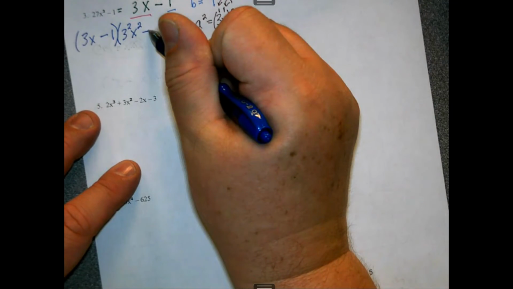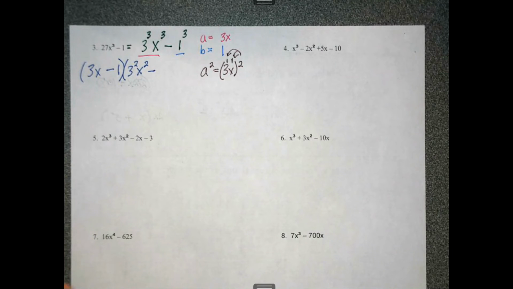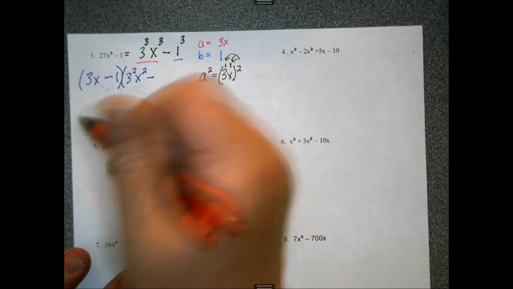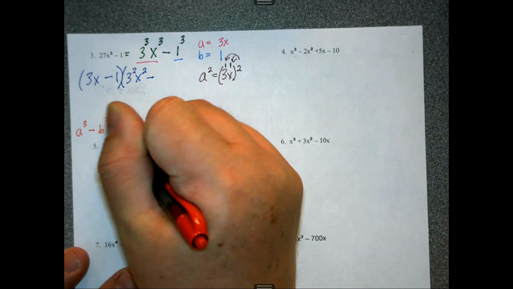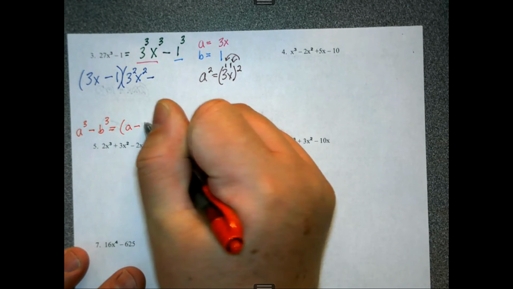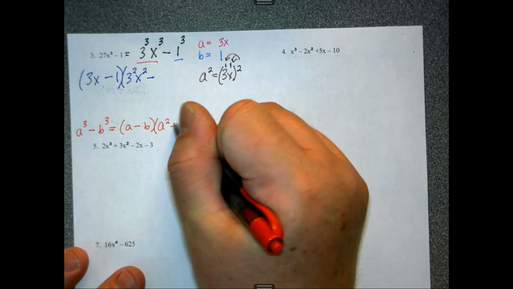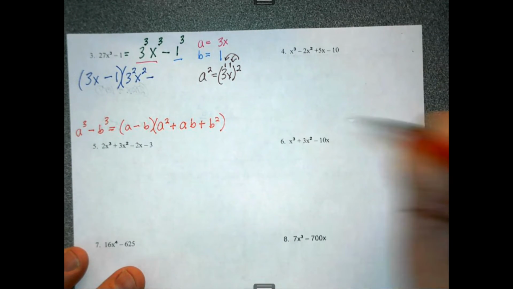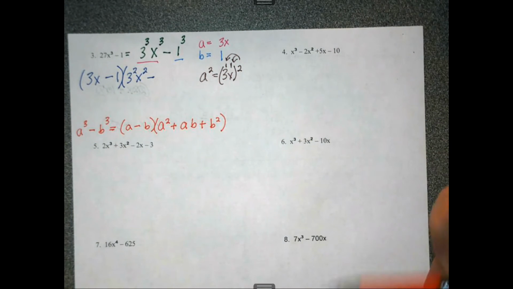Why are we squaring the a? We square the a. I'm sorry, it's part of the formula. Okay? We have a cubed minus b cubed equals a minus b times a squared plus a times b plus b squared. Basically, it's almost the opposite of that. Yeah. The only difference is this is a plus and that's a minus.